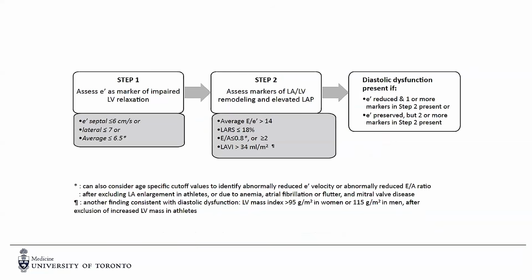So the general steps are, first, you look at your E prime as a marker of LV relaxation. After that, you also look for markers of left atrial or left ventricular remodeling and left atrial pressure by looking at your E over E prime.